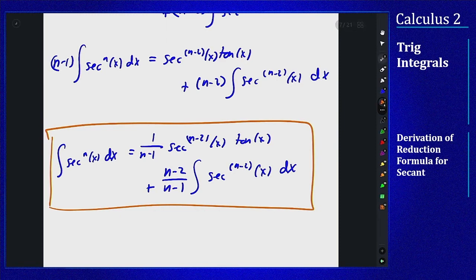But for odd powers of n, the point is I start with, say, secant to the fifth, I apply this formula once, get down to secant cubed in the integral. And this term is not an integral anymore, it's all taken care of. Then from secant cubed, I go down to secant to the first, and we know how to integrate secant to the first. So this reduction formula lets us go from higher odd powers of secant down to lower odd powers until we get to n equals 1, and that we know how to integrate. So that's how you would derive this formula for reducing the power of secant in these sorts of trigonometric integrals.